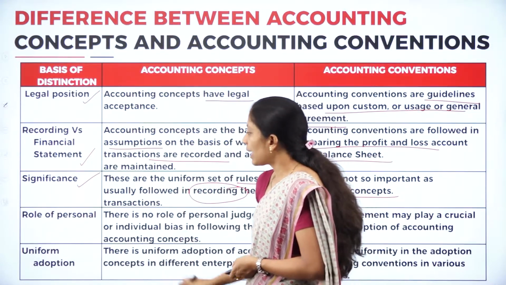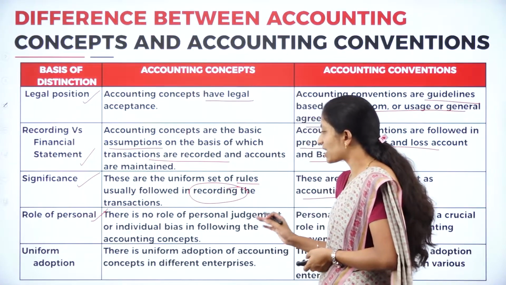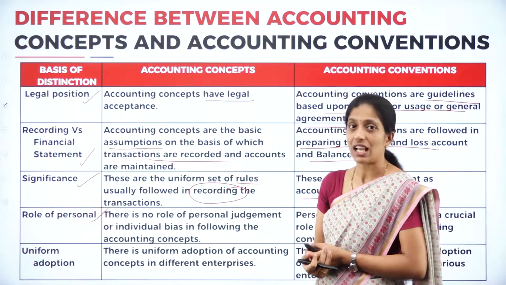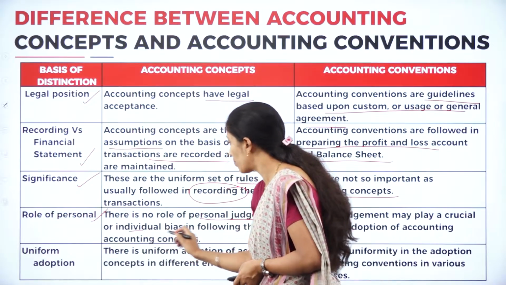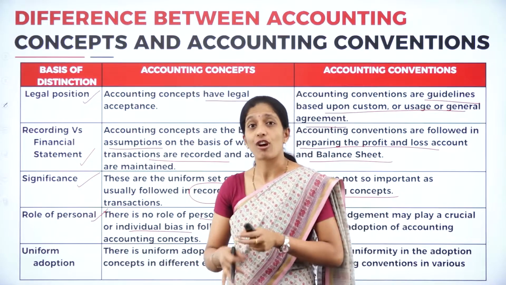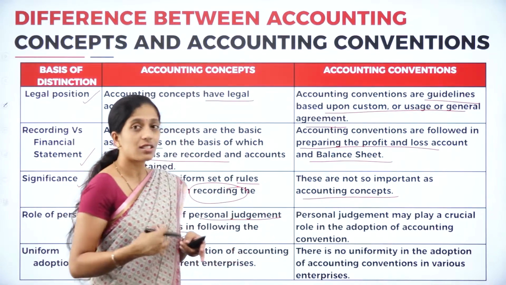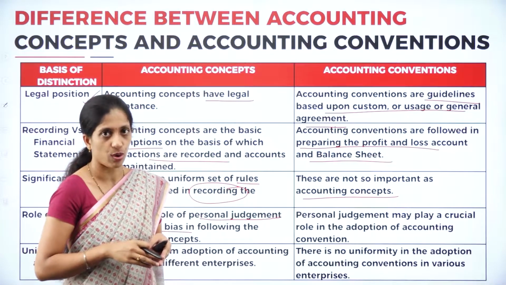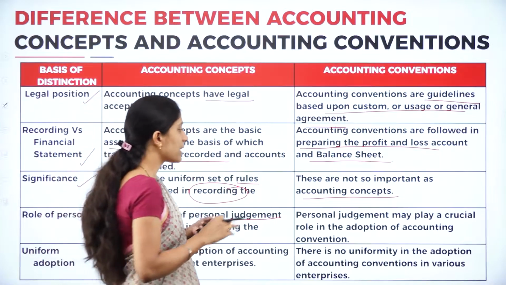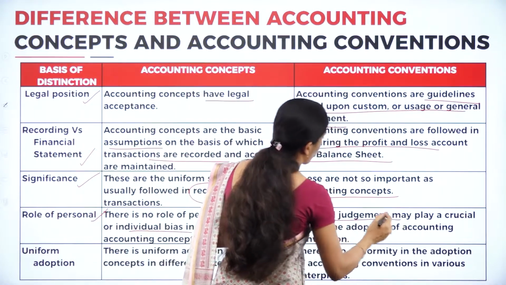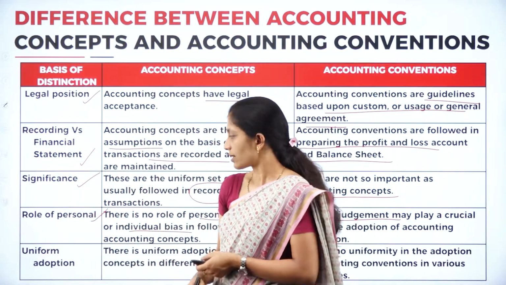Next difference is the role of the personnel. There is no role of personal judgment or individual bias in terms of accounting concepts. Whereas coming to the accounting convention, personal judgment plays a very crucial role, and even personal bias is there in the accounting convention, where it is not there in the accounting concepts.